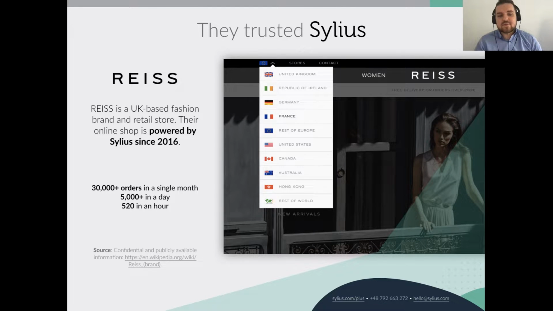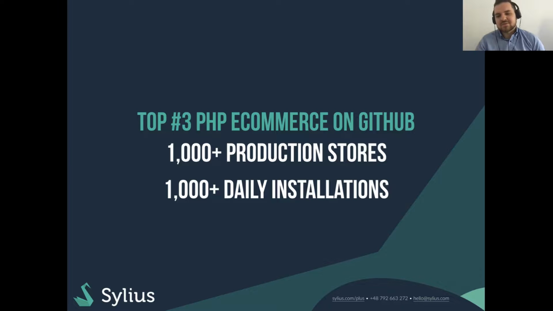Yeah, one of the references that has used Sylius for many years now is Reiss. It's a UK-based fashion brand and retail store, and they published a very interesting case study with Platform.sh, where they disclosed some of the numbers, like 5,000 orders in a single day, or 520 orders in a single hour. And they are selling internationally. I would say there are about 1,000 production stores now. The biggest stores are around 50 million euros, at least the stores that we are aware of, because it's a constantly growing number and we discover new projects almost every day.